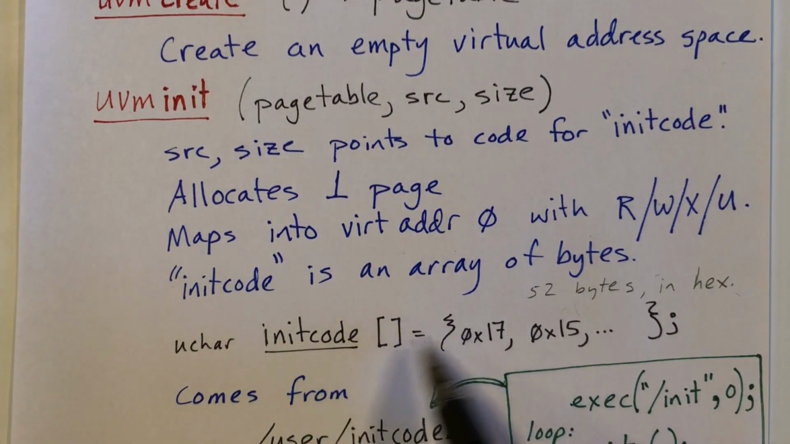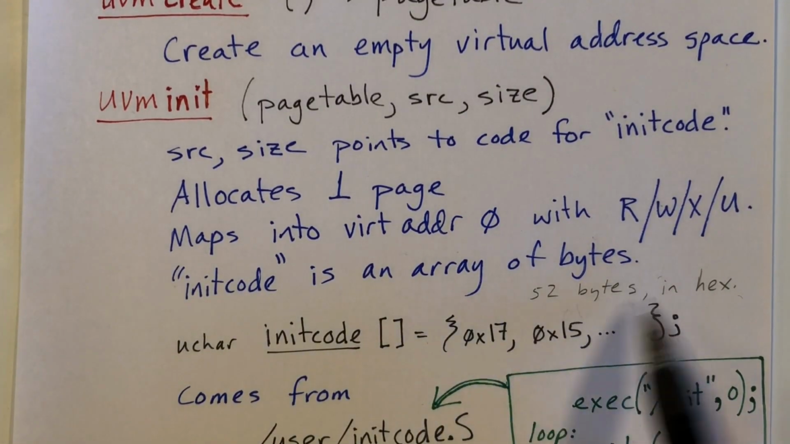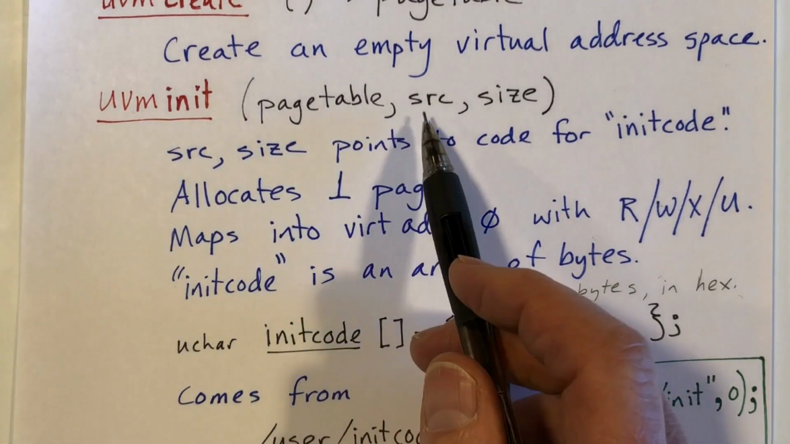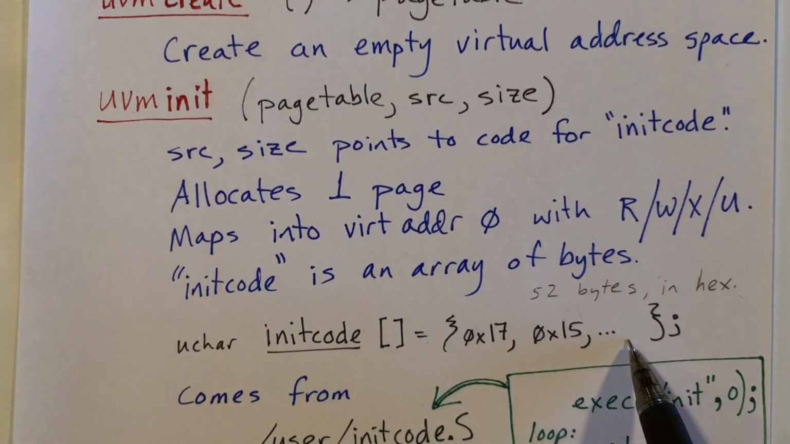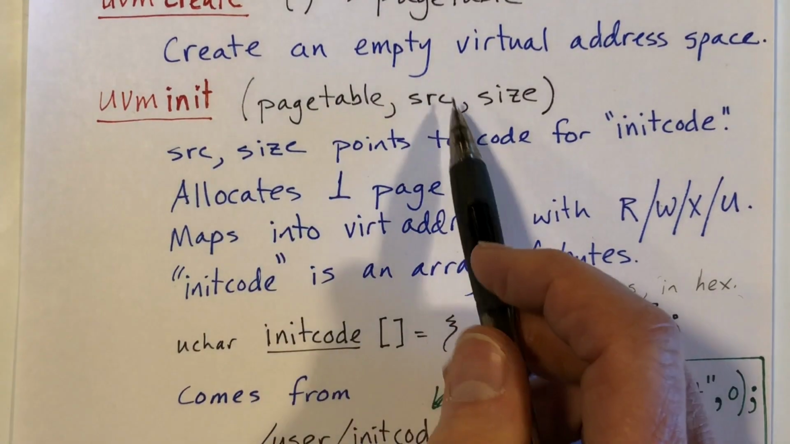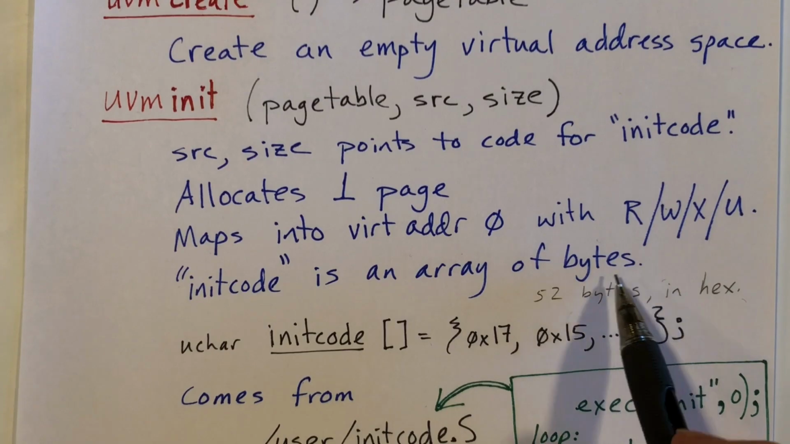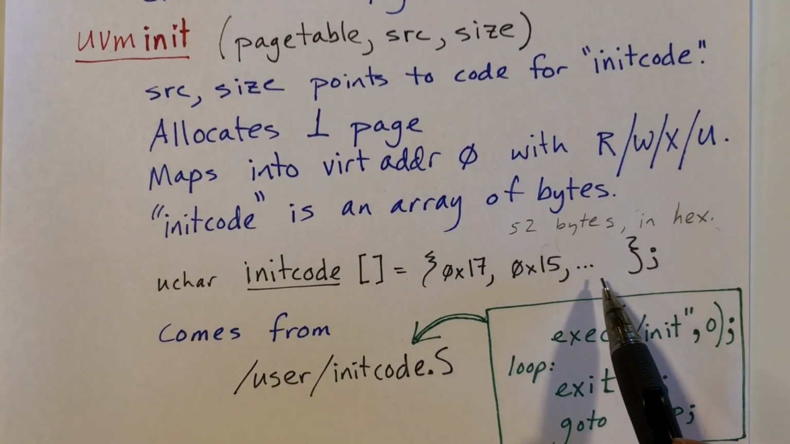initcode is represented in the kernel as an array of a bunch of bytes, 52 bytes spelled out in hex. And what this function is going to do is simply copy that sequence of bytes, which is pointed to by src with a length of sz, into that first page. Now, what are these bytes? Well, they are instructions. And where do they come from?